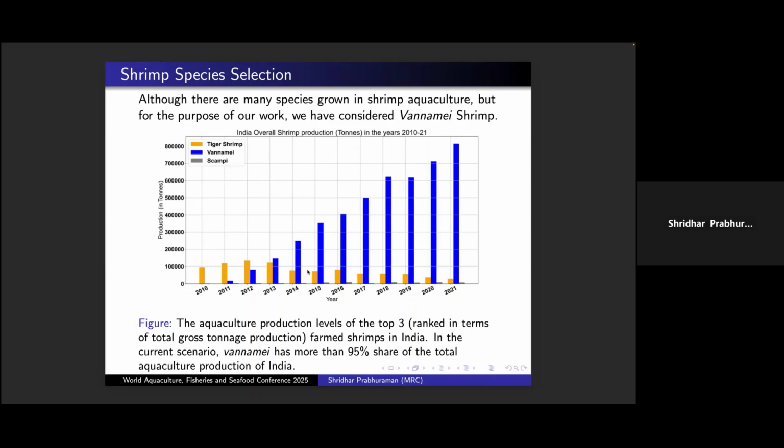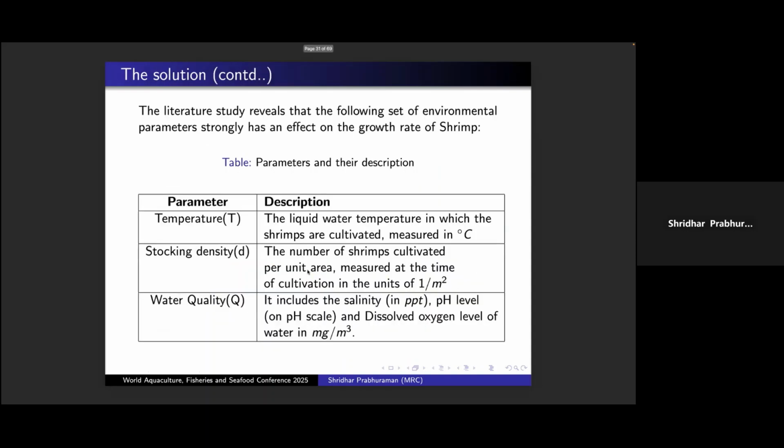There are many species, but as we can see from the chart, of India's overall shrimp production from 2010 to 2021, the largest is Vanamai, today dominating approximately 95% of the total aquaculture production in India. So moving forward, whatever we describe is essentially for one particular shrimp type, Vanamai.